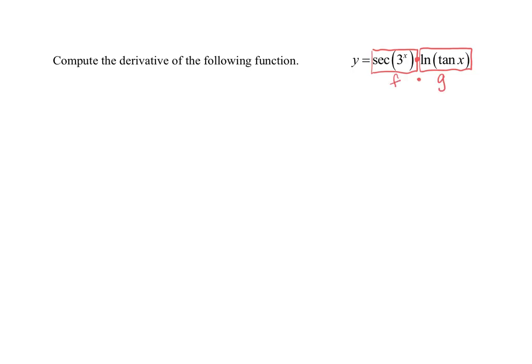And I'll treat the first function as my f and the second function as my g, and we'll start with the product rule. So I'll write down the product rule first. We usually write it as the first function multiplied by the derivative of the second function plus the second function multiplied by the derivative of the first function. So the first function, the function I'm calling f, you're just copying that function. In this case, it's the secant of 3 to the x power.